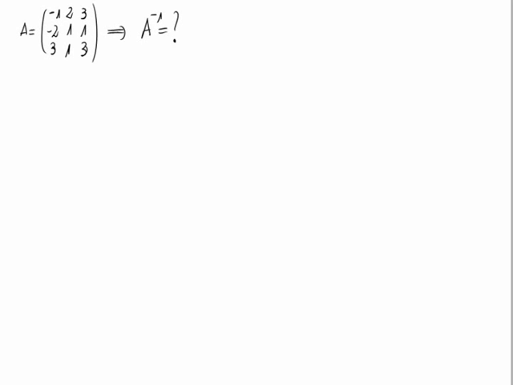We write a matrix by blocks, in which the first matrix is the one we want to calculate the inverse of: -1, 2, 3, -2, 1, 1, 3, 1, 3. And the second block is the identity. As matrix A is a 3 by 3 matrix, we write the 3 by 3 identity matrix.